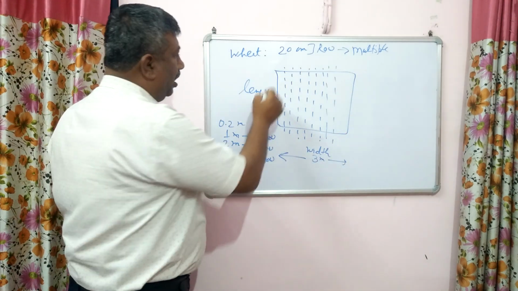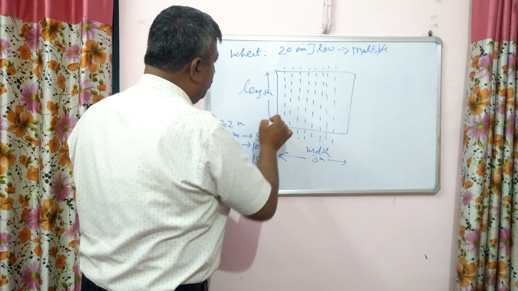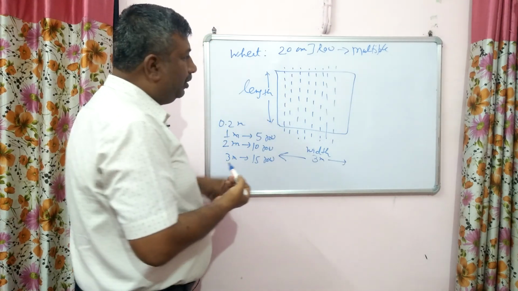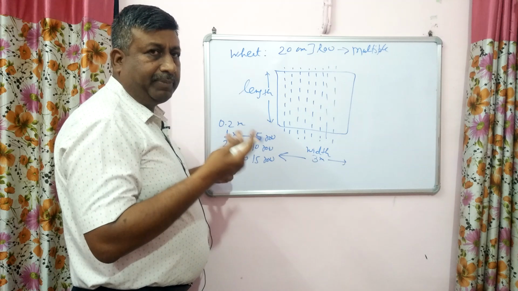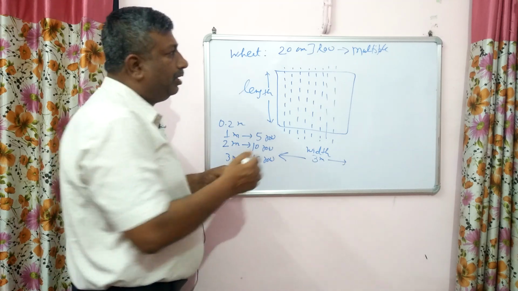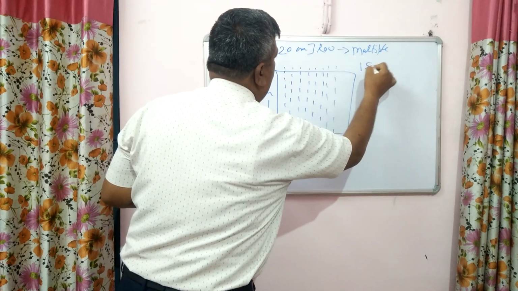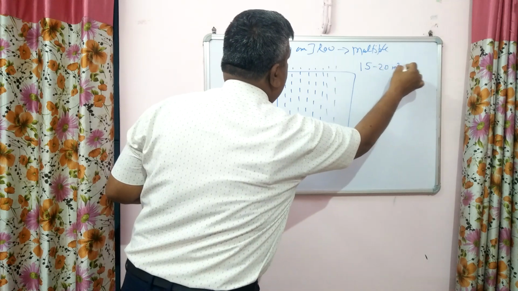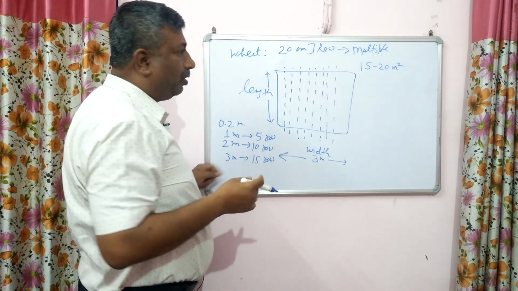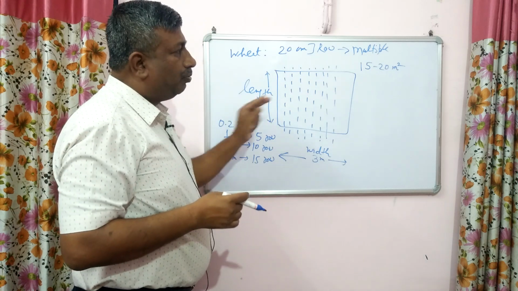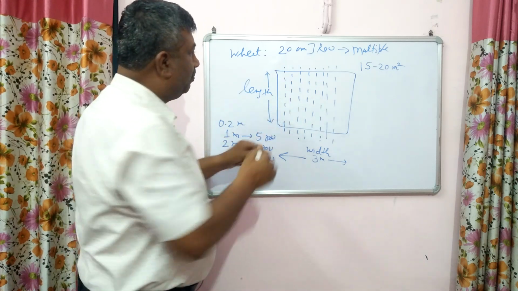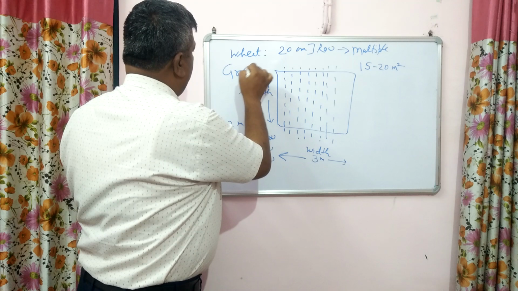Now, another point is how to decide the length. The length is decided by the plot size. In general, we keep a 15 to 20 square meter area. The gross plot area means the total plot. This is the total plot, and we can say it is the gross plot.